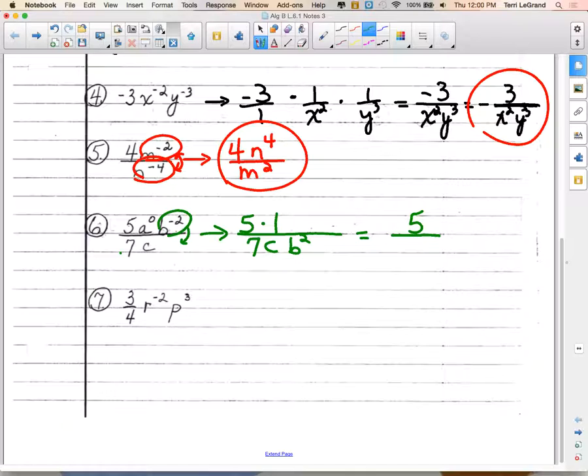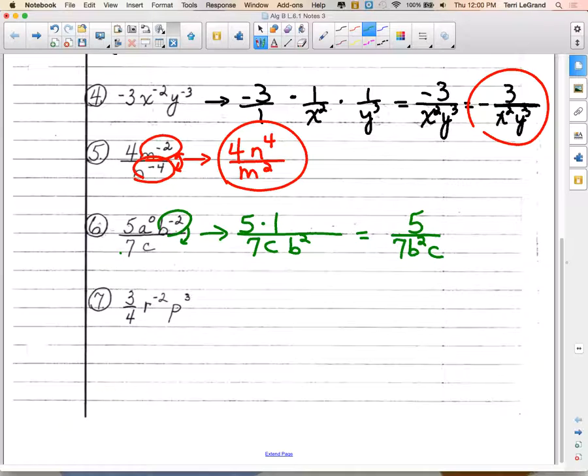And downstairs, remember how algebra likes things. It likes the constants first, right? And then what is it like after that? Alphabetical order. What comes first in the alphabet, C or B? B. So we're going to have 7, because it's a constant, it gets to come first. B's come before C's in the alphabet, so we put our B squared next, and then we put our C.